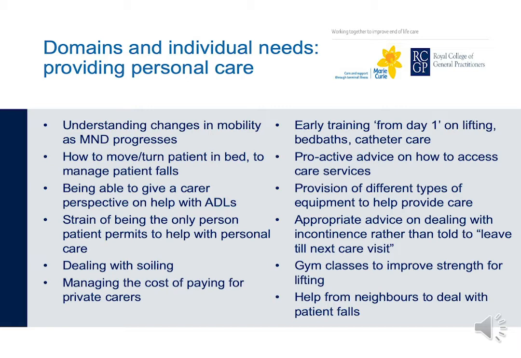For some, this was about finding out how to do things, for instance, how to move or turn the patient in bed, to manage patient falls, or dealing with soiling, or training on lifting, bed baths or catheter care. But for some it may be about general understanding, for instance, of changes in mobility as motor neuron disease progresses. For others, managing the strain of being the only person providing personal care, or accessing services to help with personal care, or managing the cost of paying for personal care, or a number of other issues. The main point is that the support needs are highly individual. They are mainly simple, but each requires a different tailored input to help that carer.